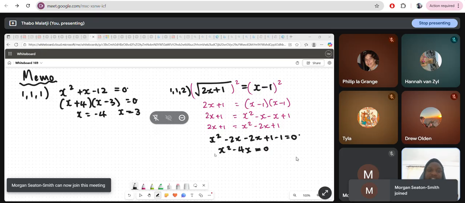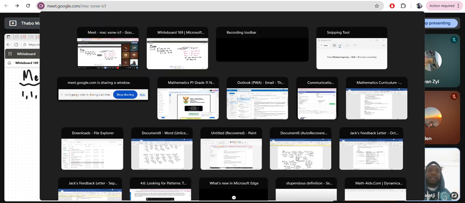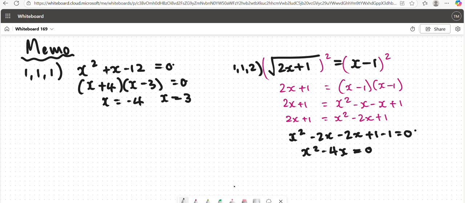Welcome, Morgan. We've already gotten started. I think some of them are probably busy with 1.3 now. I'm marking 1.2, so you can jump right into it. So as I was saying, if you factorize this, you take out your x as a common factor, x minus 4, and you actually get x is equal to 0 and x is equal to a positive 4.